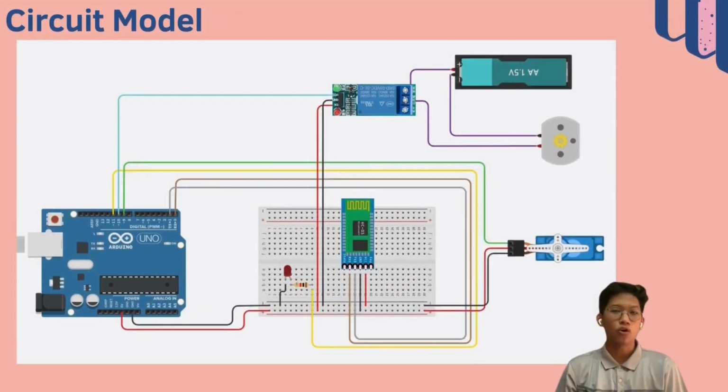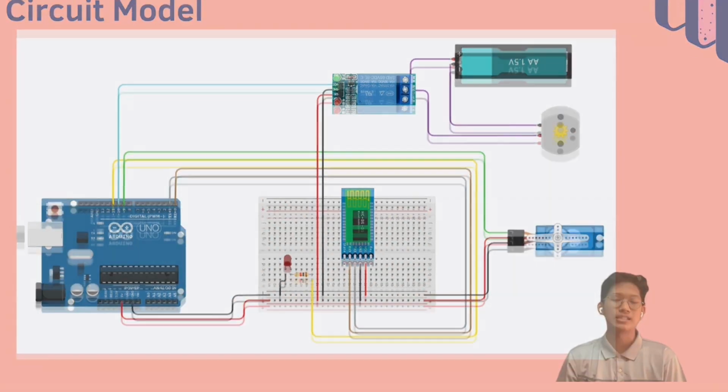Now, let's examine the home automation circuit we have in place. We have incorporated several components into the setup, including an Arduino, an LED, a fan, a servo motor, a resistor, a Bluetooth module, a relay, a 1.5 volt battery, and this motor. The connections have been arranged according to the visual representation displayed in the photo. This configuration enables 3 inputs and 3 outputs, facilitating the functionality of the home automation system.